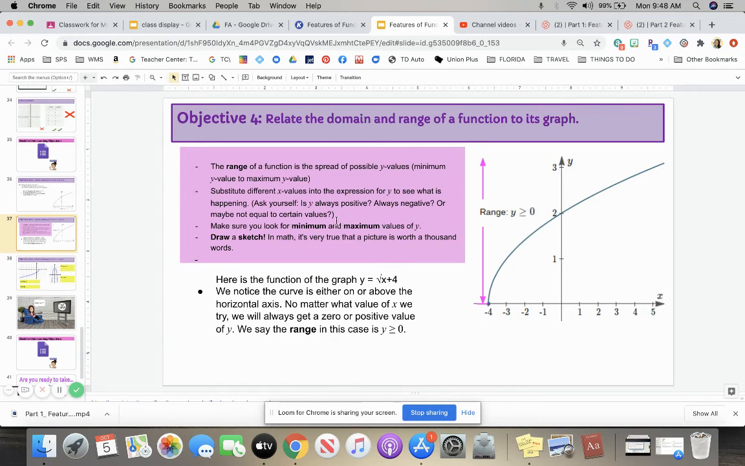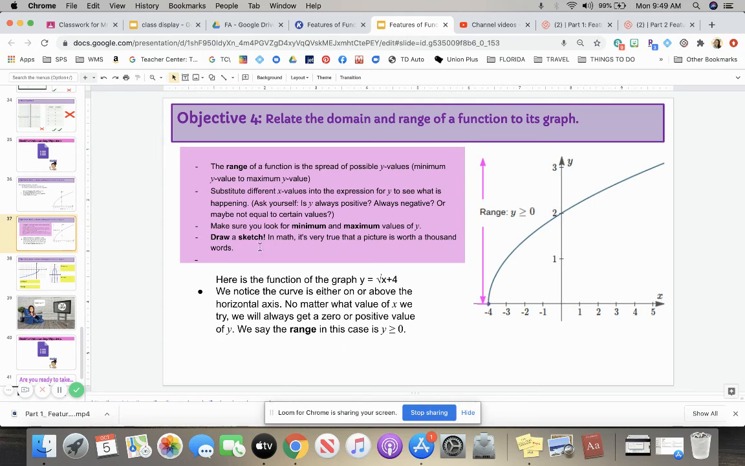Continuing with the same graph, we're going to look at what the range is. So the range of a function is the spread of possible y values, minimum y value and maximum y value. Substitute different x values into the expression for y to see what's happening. Ask yourself, is y always positive, always negative, or maybe not equal to certain values? Make sure you look at the minimum and maximum y values. So here, our minimum is at 0.